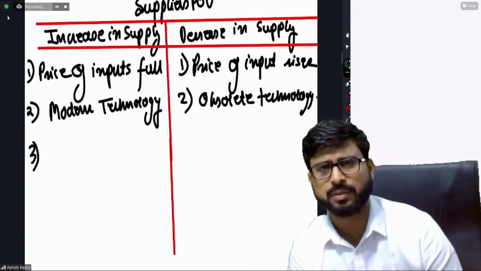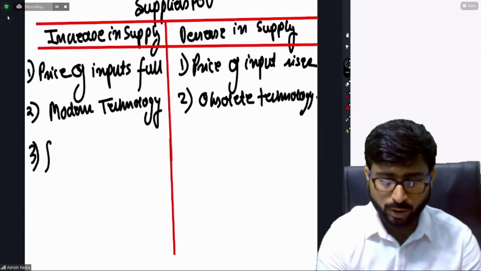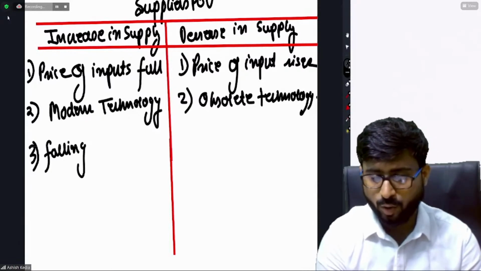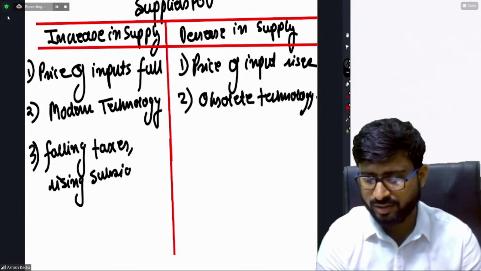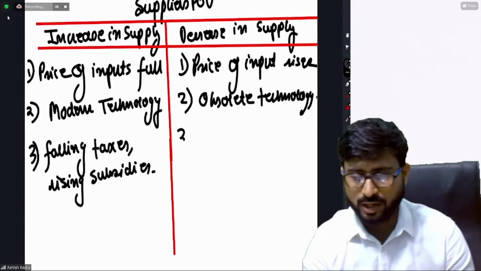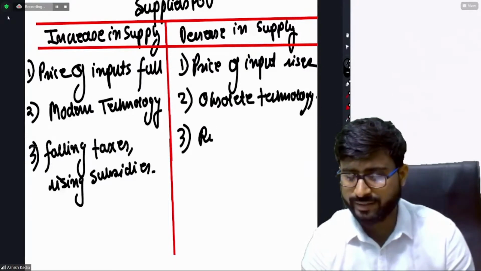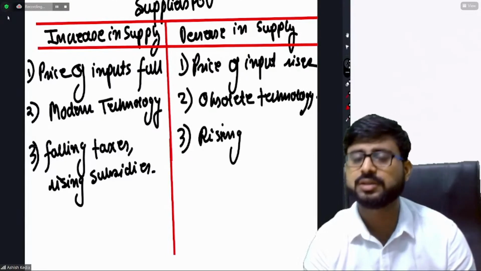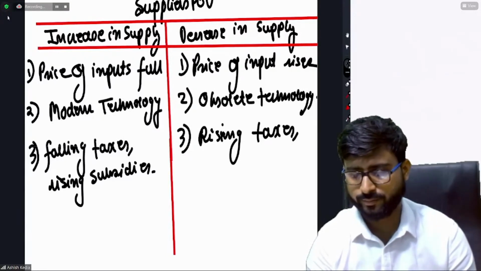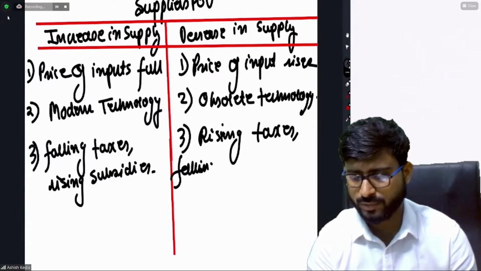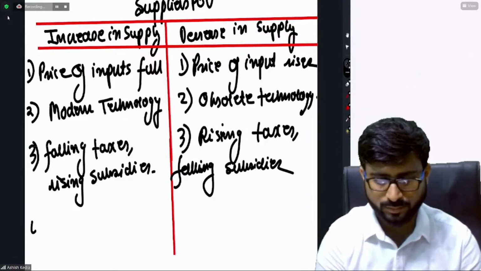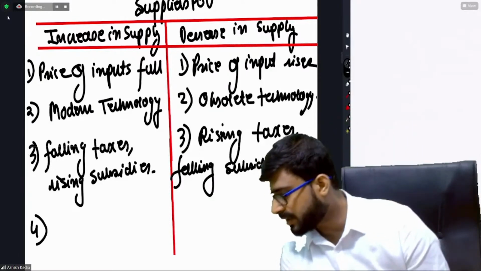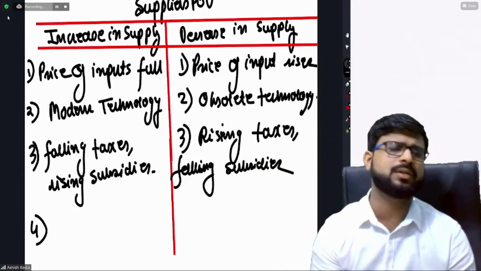What else causes increase in supply? Increase in supply is caused by falling taxes or rising subsidies, as this reduces the cost. And just the opposite, rising taxes, falling subsidies. Yes or no, everyone? Number four, what else causes increase in supply and decrease in supply?